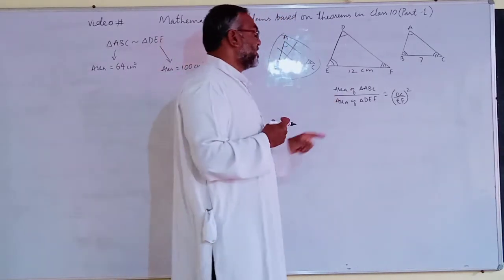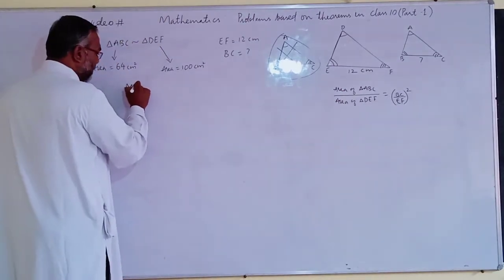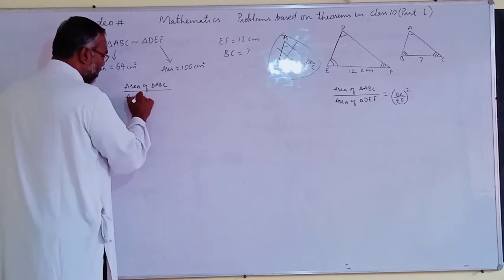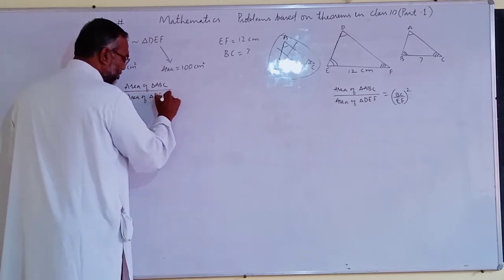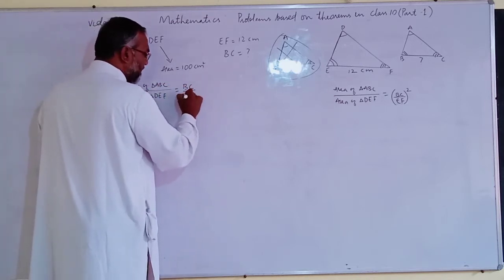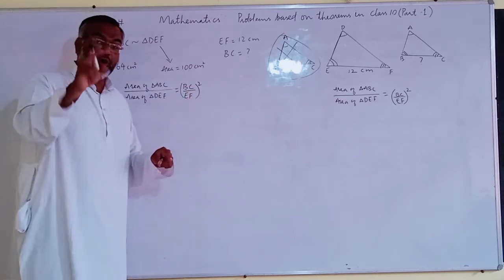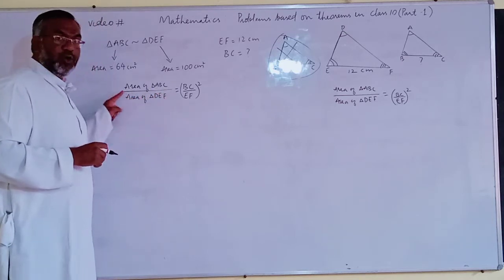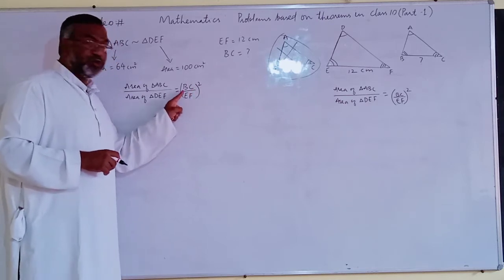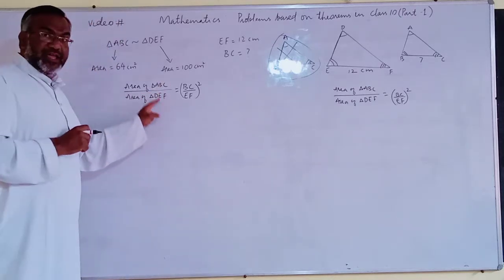Now here, according to our question, area of triangle ABC is given, area of triangle DEF is also given, so area of triangle ABC divided by area of triangle DEF will be equal to, I write here, BC divided by EF whole square. This is the areas of similar triangles theorem, that ratio of areas of similar triangles is equal to the square of the ratio of corresponding sides. This is the theorem we have already proved. Using that theorem we are solving the problem, right?